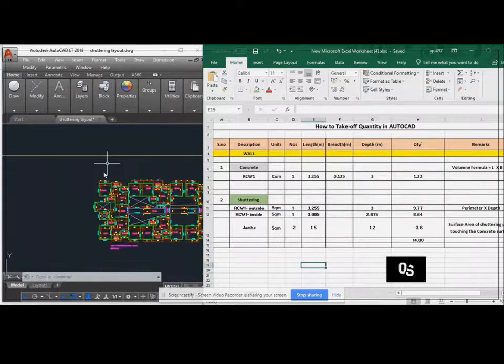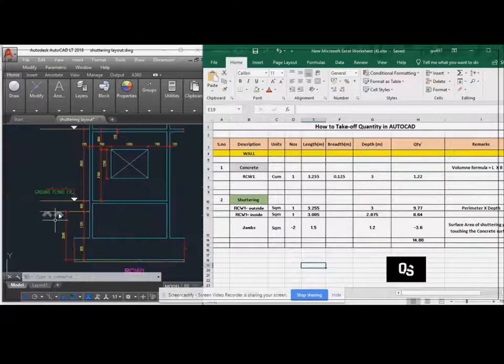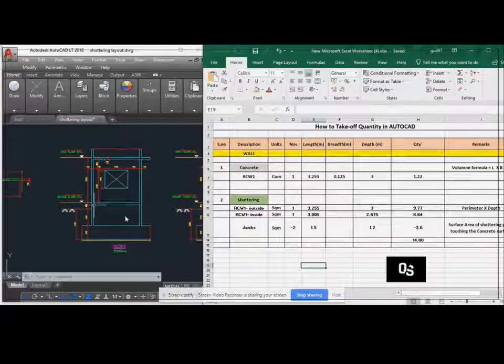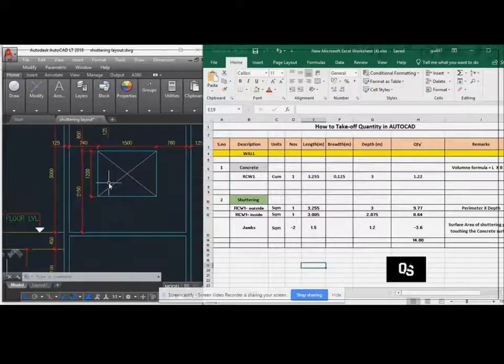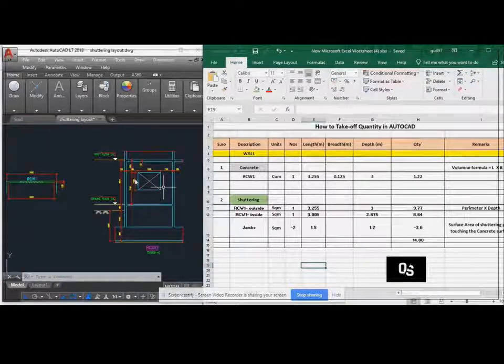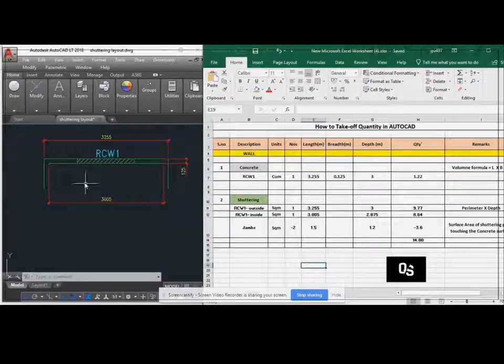There is a section given for the RC1 wall. Here you can find the wall and the wall direction, which is given for the window purpose. While taking the quantity, you have to deduct this window. This whole wall is going to be concrete. If you see the section of this RC1 wall, the total length of the wall on the external side is 3.255 meter, and the internal wall side is 3.055.